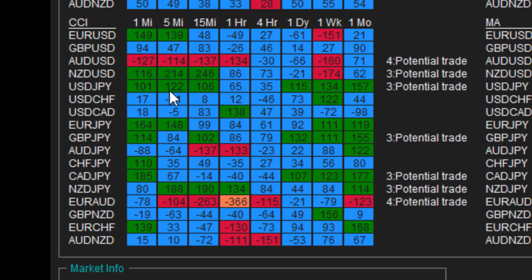The CCI is very similar. It's also a momentum indicator, and it's just a different way of looking at momentum in the market, because it doesn't have the 0 to 100 scale. It actually has a very wide scale.